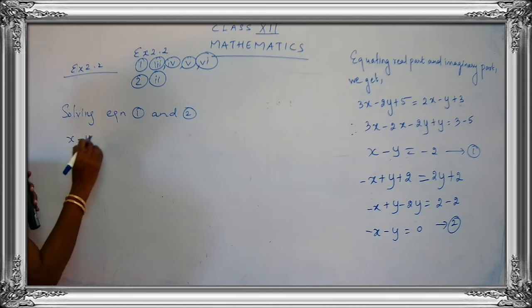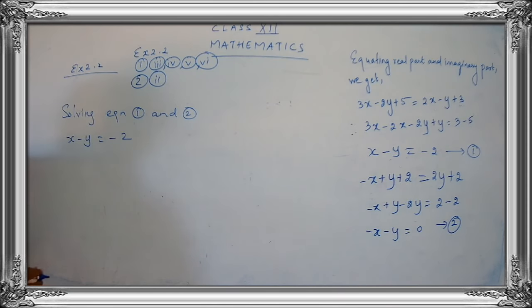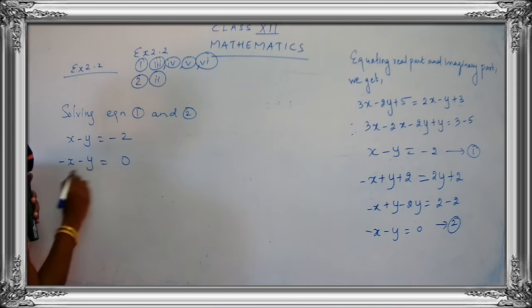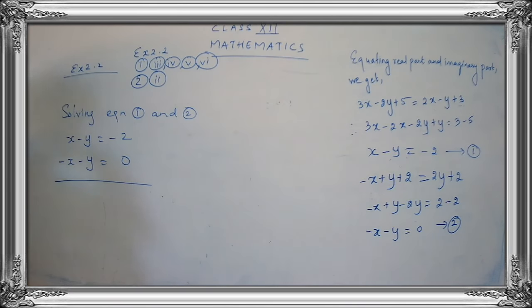X minus y is equal to minus 2. Minus x minus y is equal to 0. So we are going to solve this equation. I hope you know how to solve the equation. We have done many sums based on this type. Yes, children? Have a try. I just want you to find out the value for x and also y. Try it out.